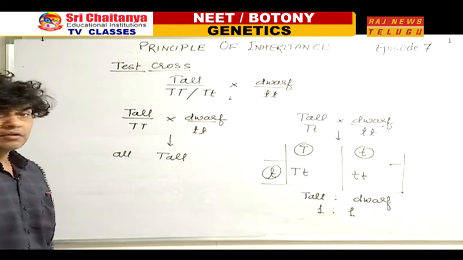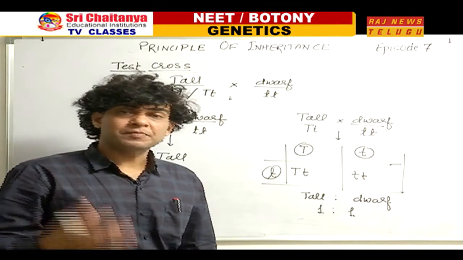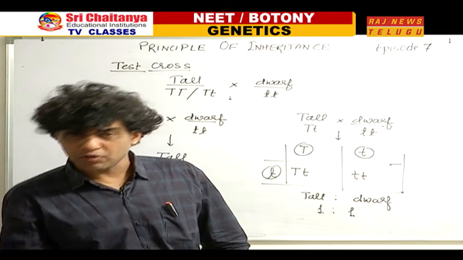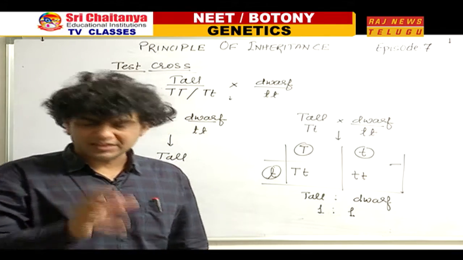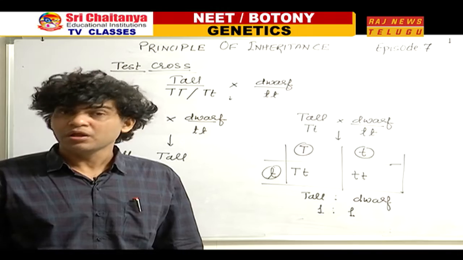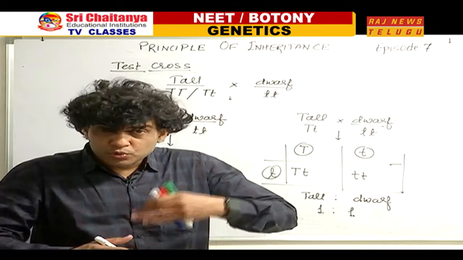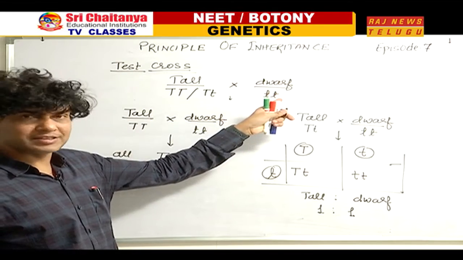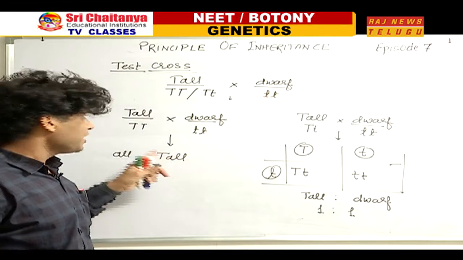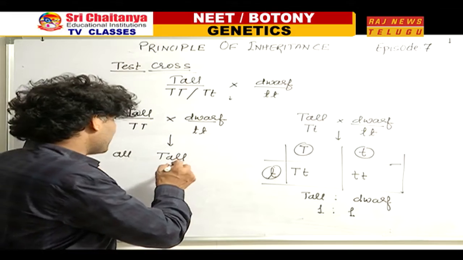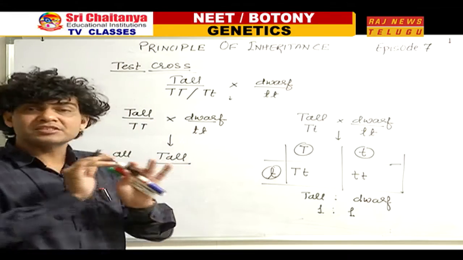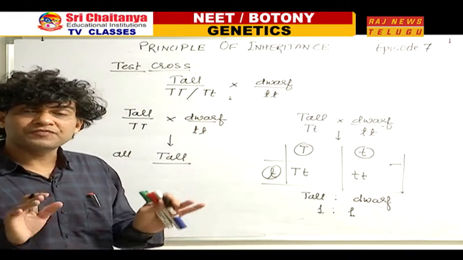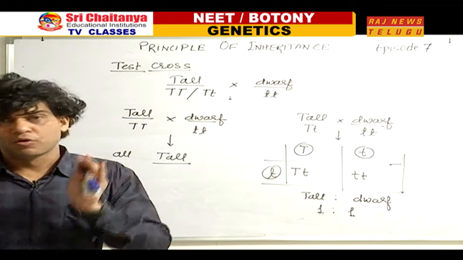To find out whether the dominant phenotype showing plant, whether it is tall or dwarf, is a homozygous tall or a heterozygous tall, we cross it with the recessive parent, the dwarf plant. If after this cross all the plants are dominant, it means the dominant phenotype showing plant is homozygous.